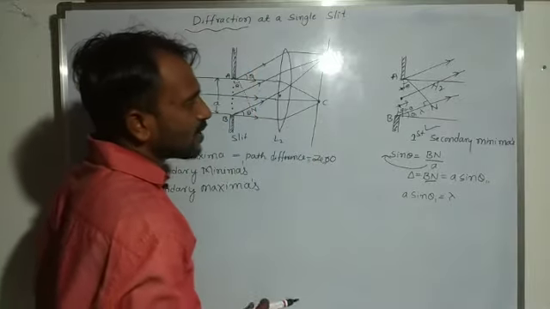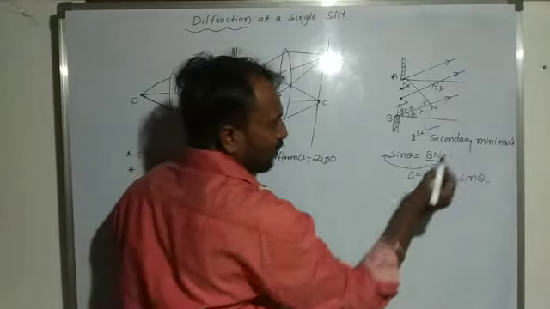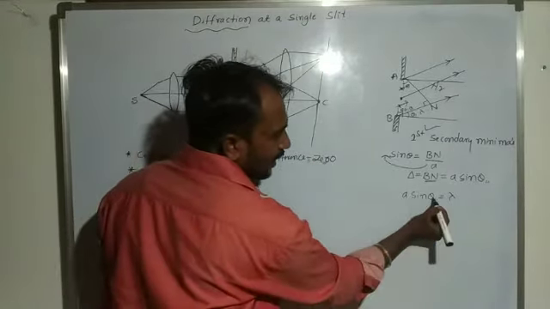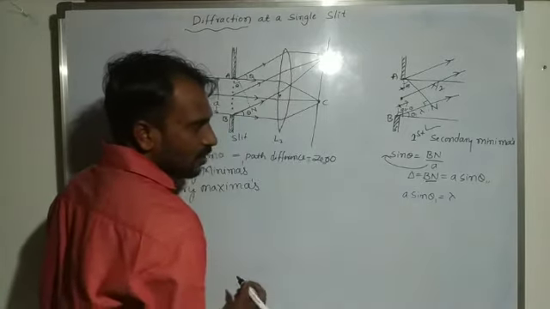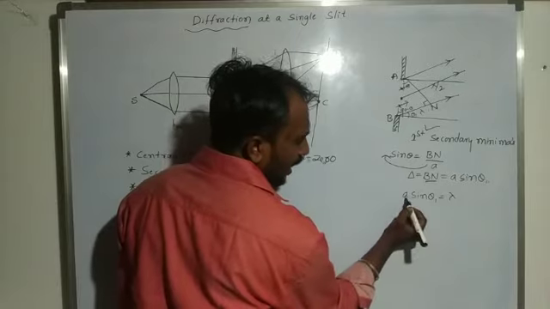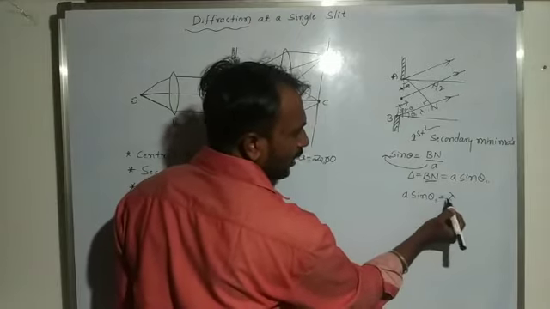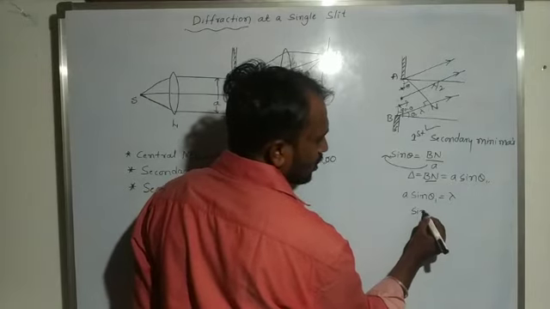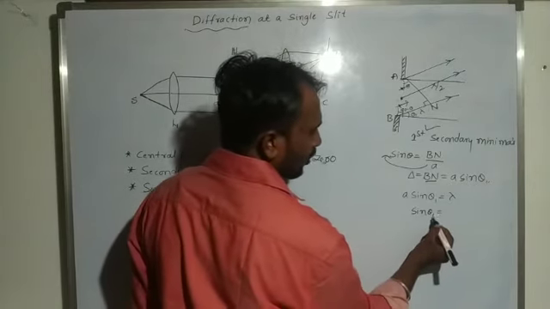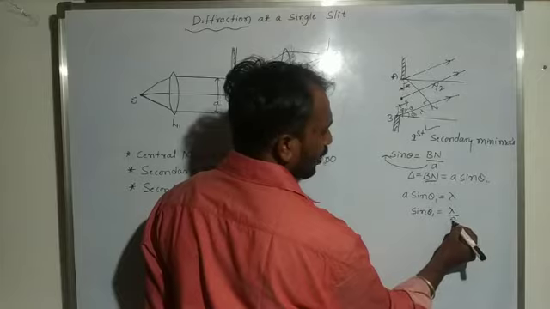So in the first secondary minima, theta 1 is nothing but the angle of diffraction. The diffraction angle satisfies A sine theta 1 is equal to lambda. So sine theta 1 is equal to lambda divided by A.